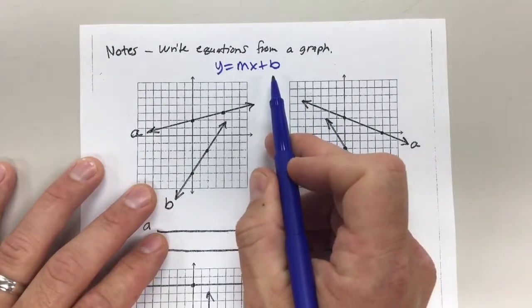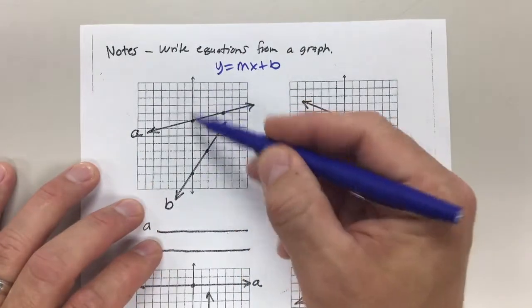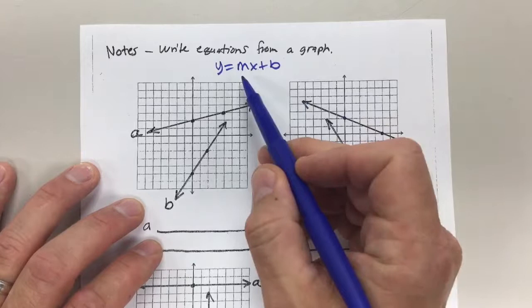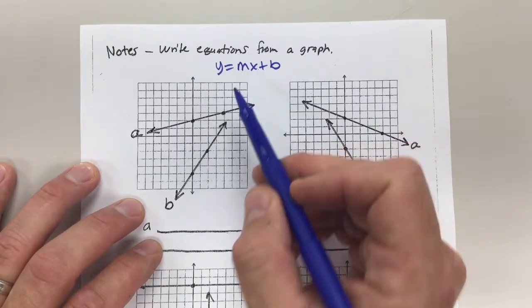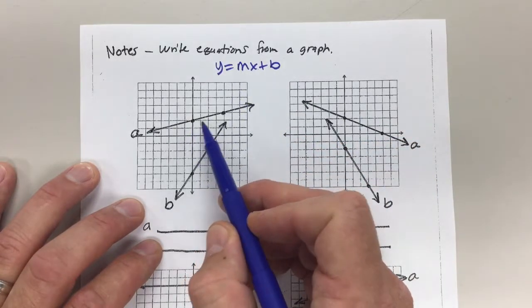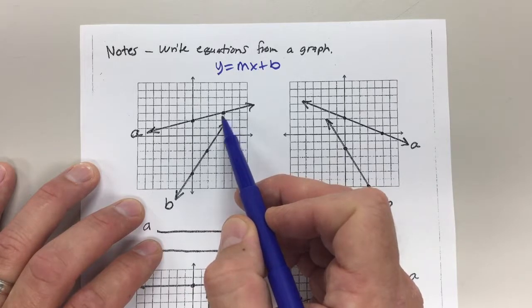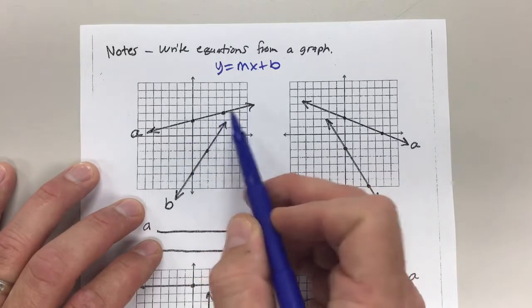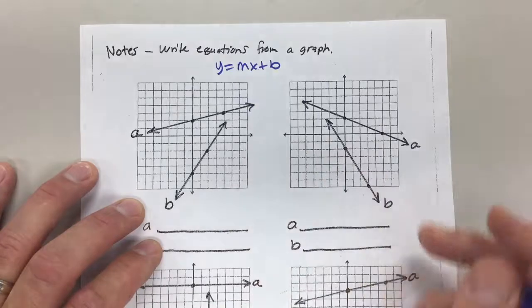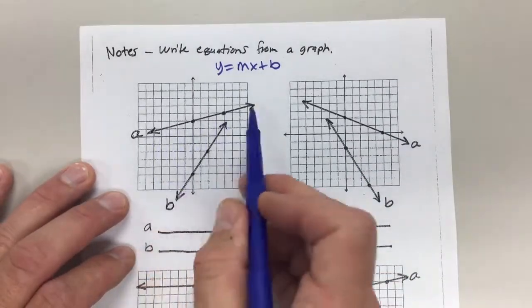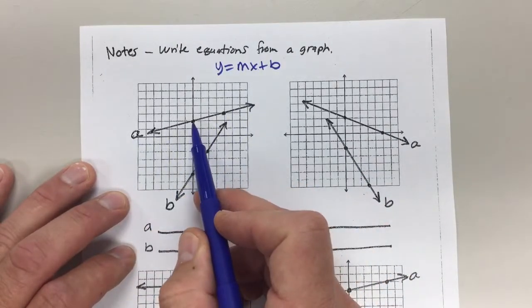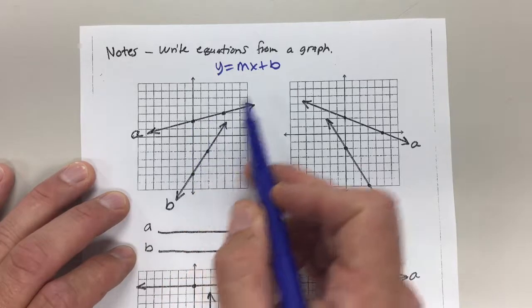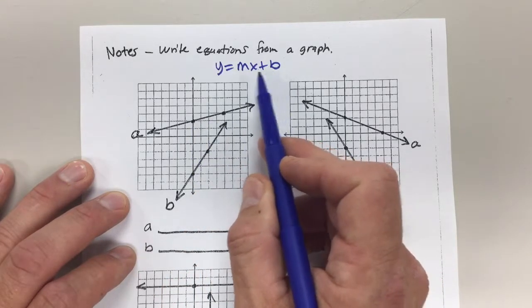Remember that b is the y-intercept, so where it crosses the y-axis, and m is the slope, which we will count how you get from one point to another in order to make it a fraction. Okay? And that number is going to go next to x. So for equation A, you'll notice the y-intercept is 2. That means that on the equation I'm going to write a plus 2 at the end.